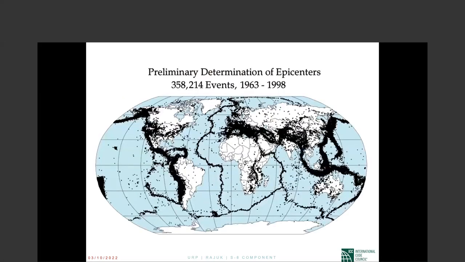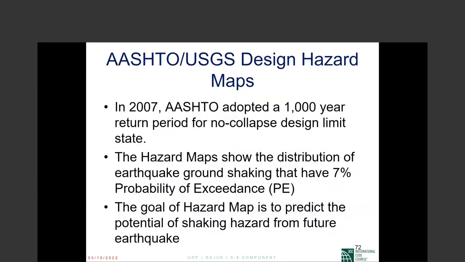These are the locations of the earthquakes throughout the world. As you will see, these are based on the plate tectonics, and you will see where the locations are. These are the epicenters of all of the earthquakes from 1963 till 1998. And in 2007, AASHTO adopted a 1,000-year return event.